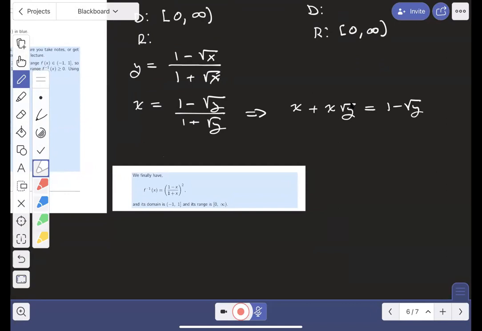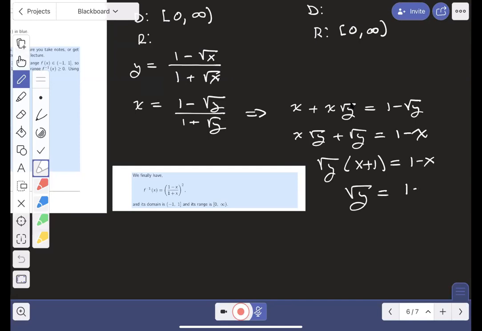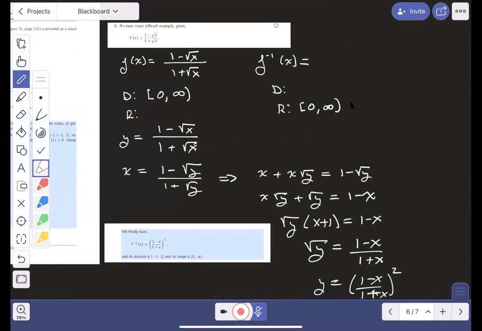Oh boy, this is going to be some work, isn't it? X root y plus root y equals 1 minus x. I'd factor out root y. What do you get? X plus 1. What do you get over there? 1 minus x. So root y equals 1 minus x over, and then x plus 1, I'm going to put down 1 plus x. It looks better to me. And square both sides. And what do you get? 1 minus x over 1 plus x, squared. All right, I can write that down now.